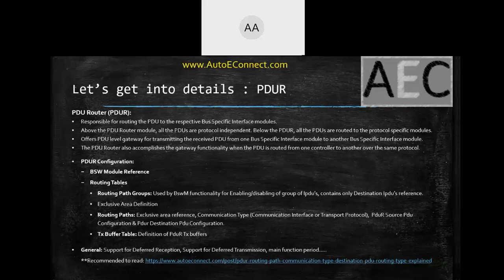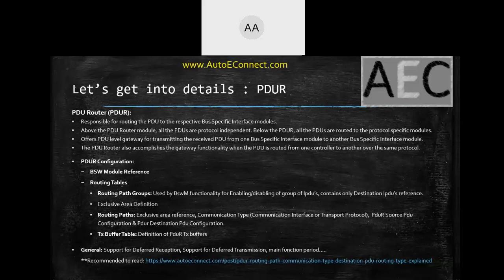And once we create this routing path group from the BSWM, we'll be able to create our own rules on disabling or enabling a particular routing path. So you can control a group of routings using this option. Okay, so that's the main importance of routing path groups. And most of the projects that I have seen haven't made use of this in detail.